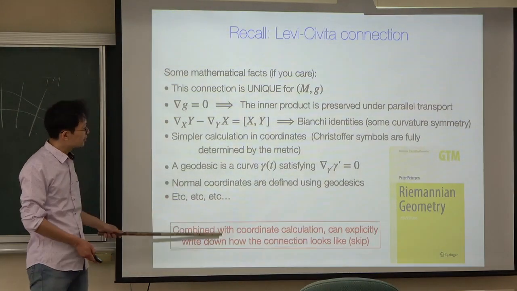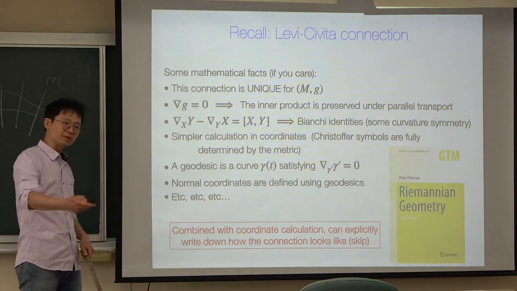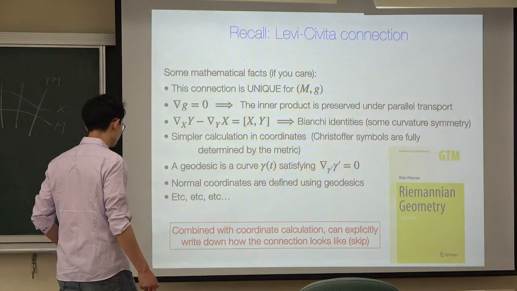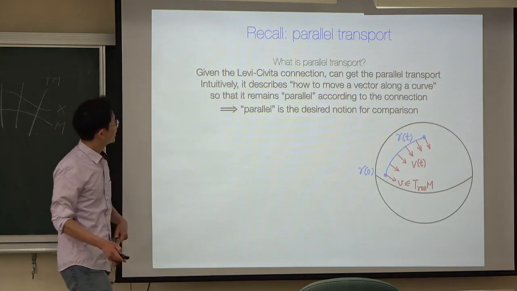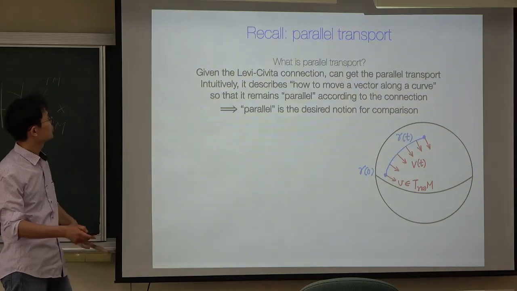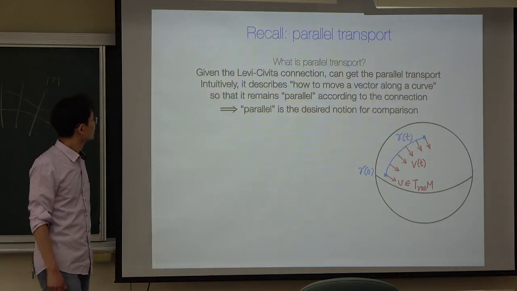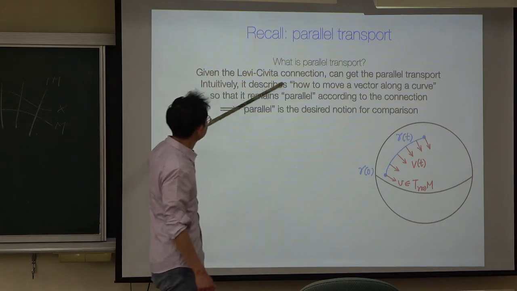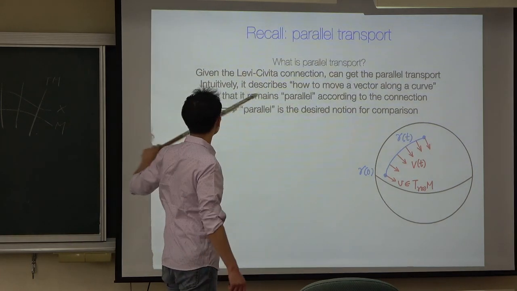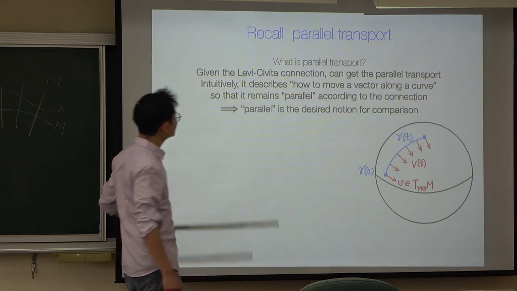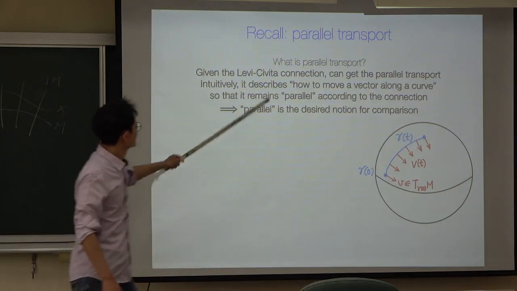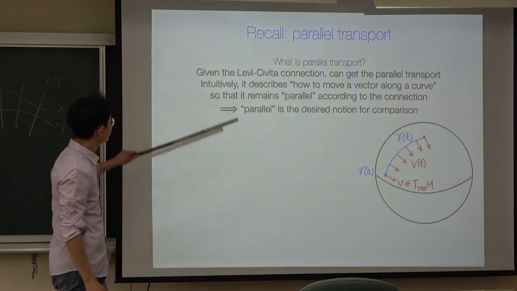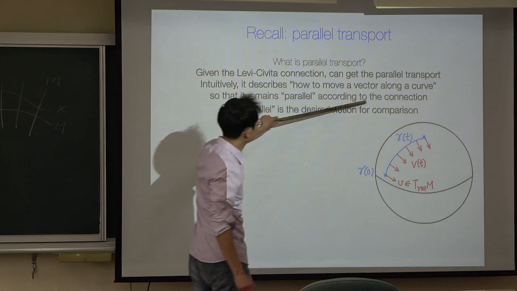We will apply all this to analyze the vector diffusion map algorithm, graph connection Laplacian algorithm, and so on. Okay, and then we introduced a notion called parallel transport. What is parallel transport? So given the Levi-Civita connection, we can get a parallel transport which intuitively describes how to move a vector along a curve so that it remains parallel according to the connection.